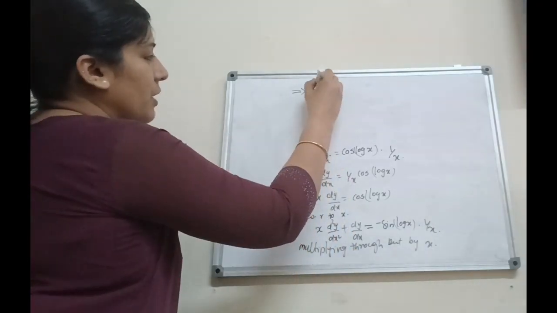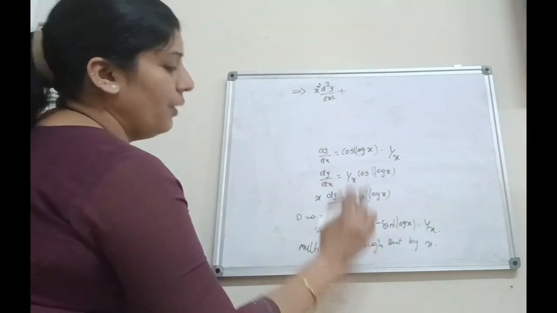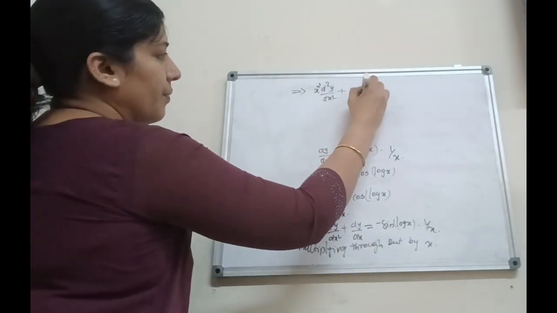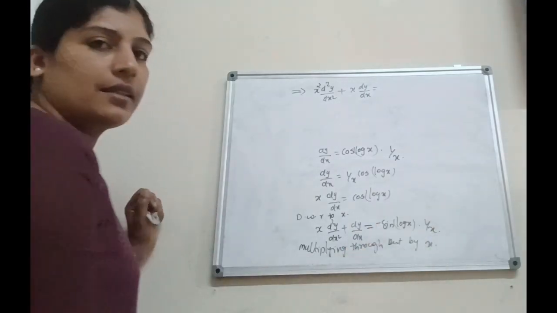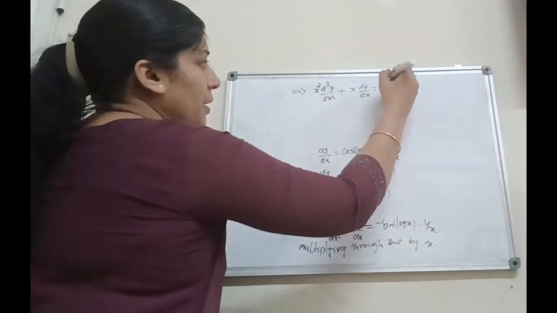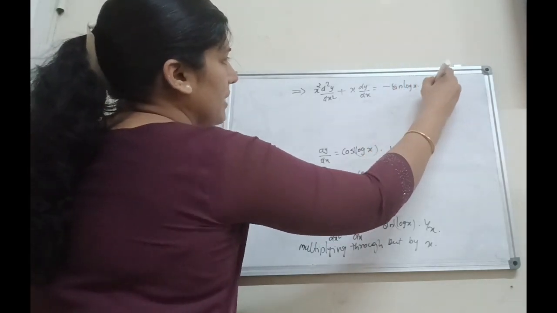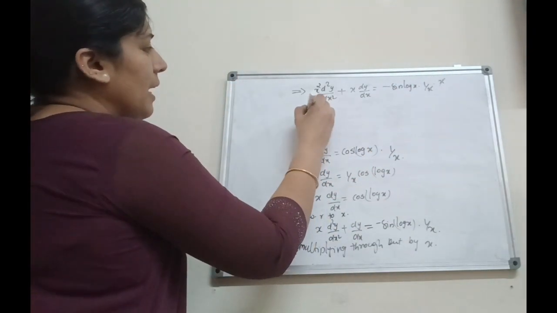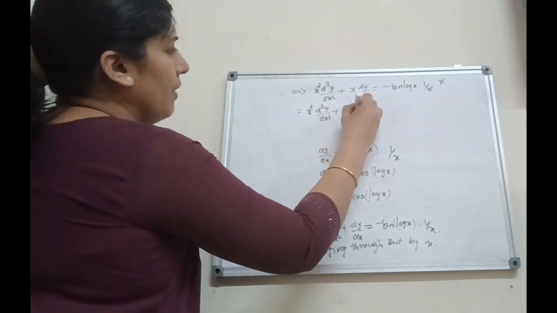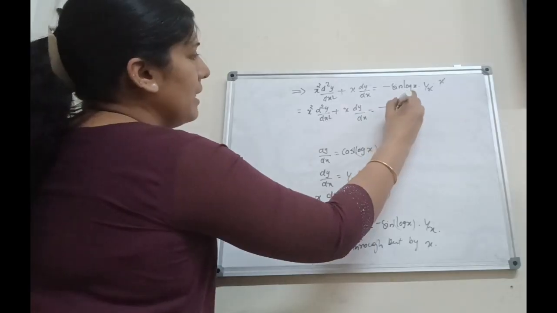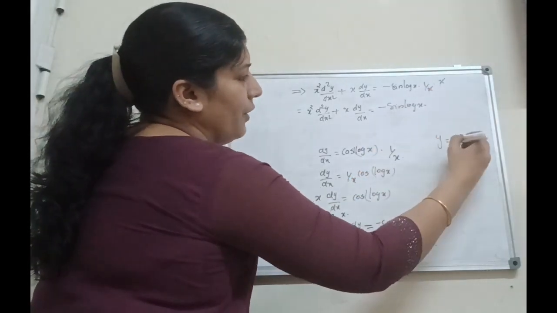That is x square into d square y by dx square plus x into dy by dx equal to minus sine log x into 1 by x into x. Therefore, x cancelled. The remaining is x square into d square y by dx square plus x into dy by dx equal to minus sine log x.